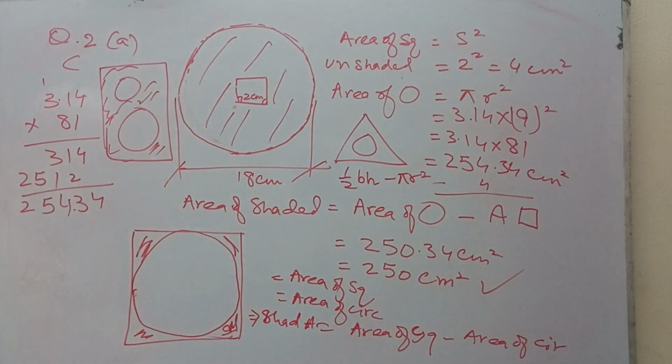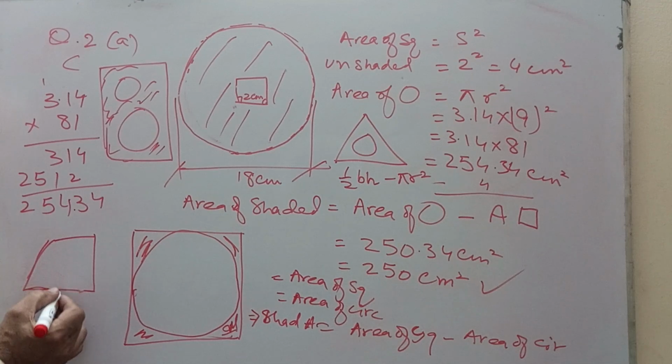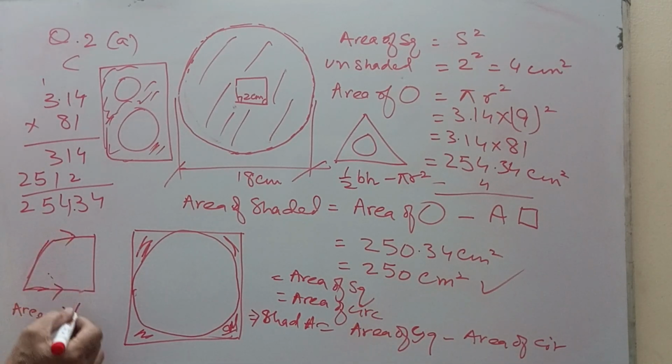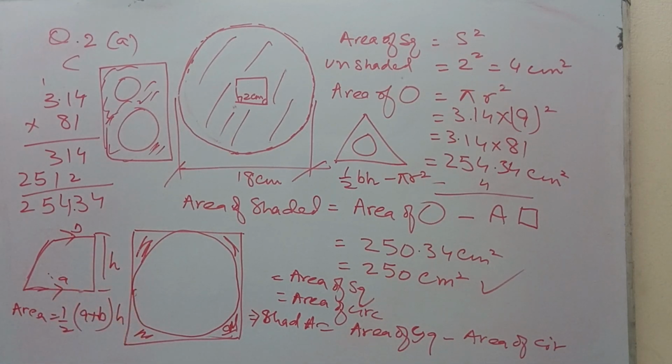Similarly, the area of trapezium. You know the area of trapezium. I have told you, but to recap it, these are the parallel sides. The area of trapezium is half into the sum of parallel sides, a plus b, multiplied by the height. So this is the area of trapezium. Just find the area of trapezium, then subtract the hole from here, and you will get the answer.